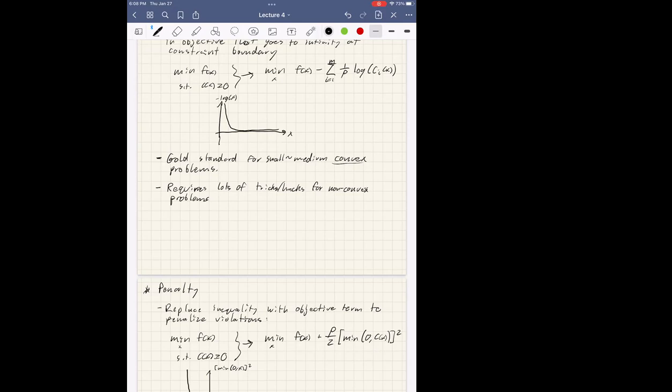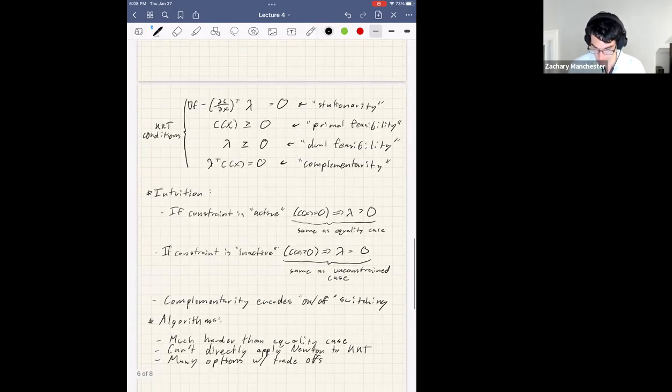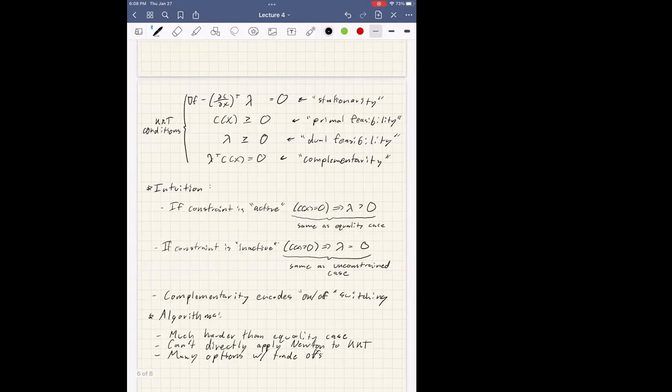So I have a quick question about the KKT conditions for the inequality case. You mentioned there's four constraints. I just wanted to ask if you could repeat the intuition behind them. I think I understand the complementarity, but if you could go over the intuition behind the other ones. Yeah. Okay.